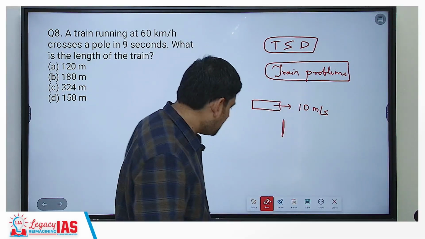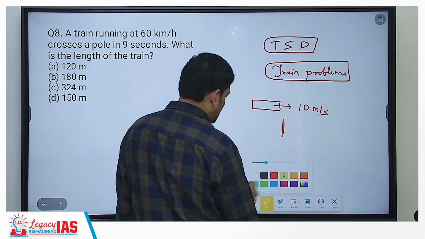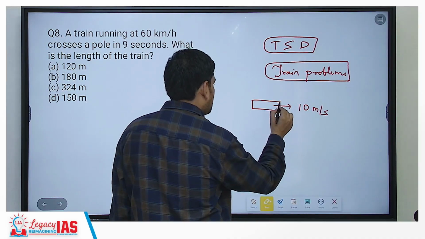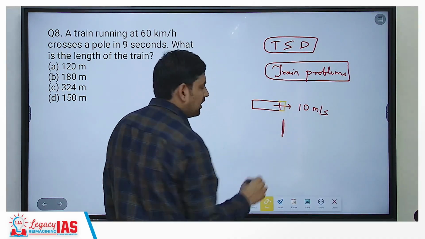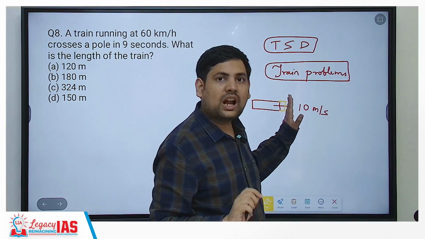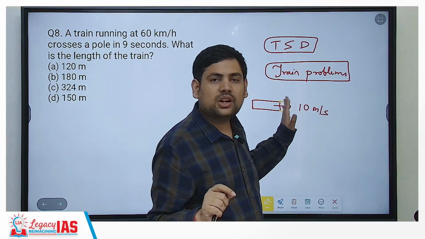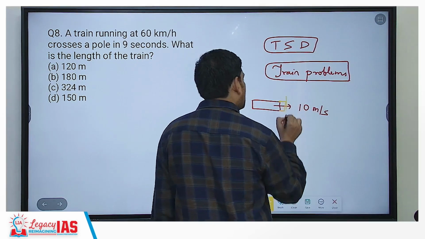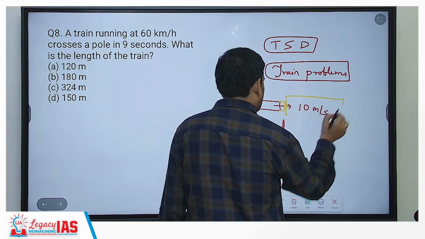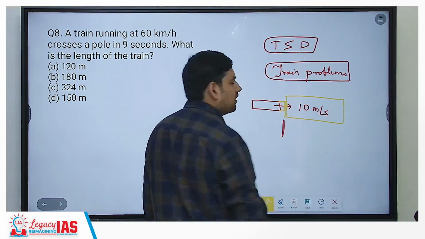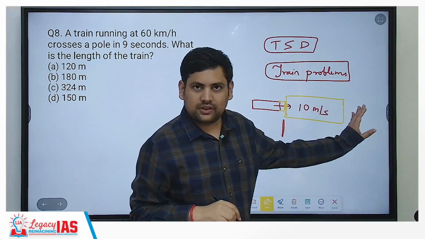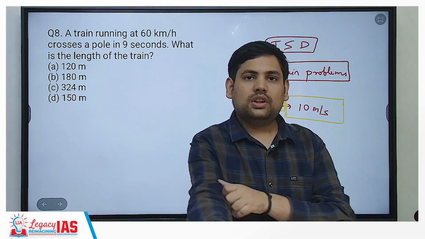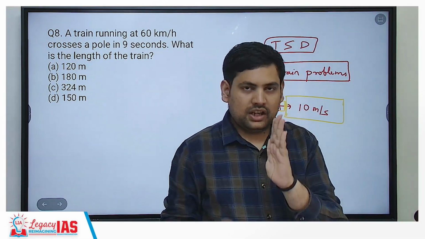Now crossing the pole means what? In case of train, when the first or the initial part of the train reaches here, that is when you start to count, the train is crossing a pole. Now when do you consider the train has crossed the pole? When it has completely crossed it. That is the end point of the train crosses the pole.